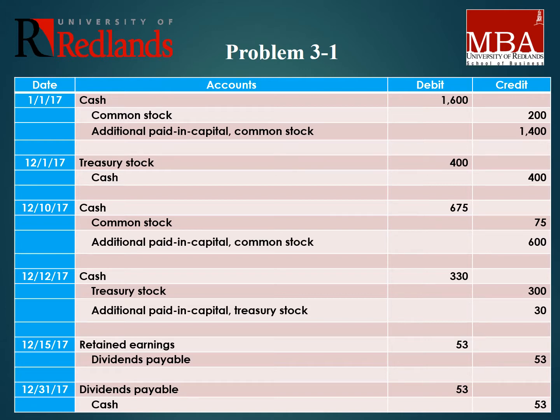And finally, on December 31st, we paid the dividend declared on December 15th, so we would debit dividends payable and credit cash. So you may be wondering how we came up with the $53.